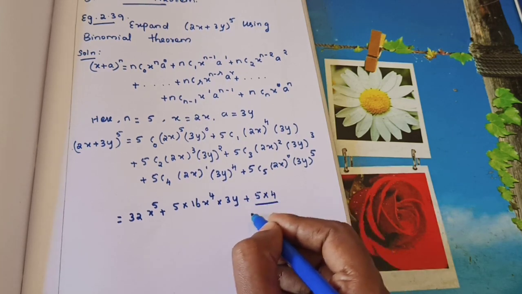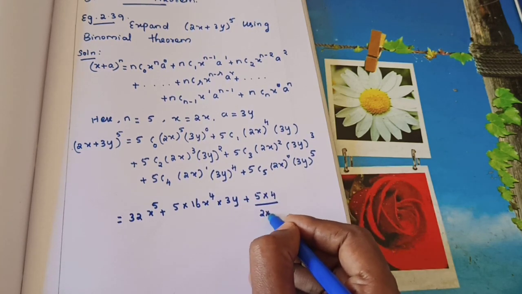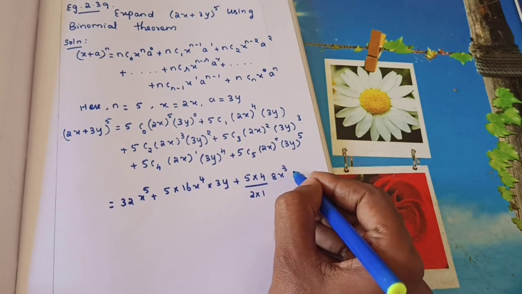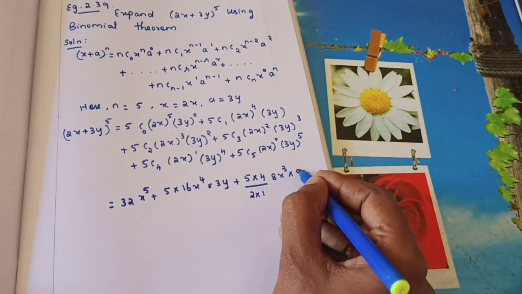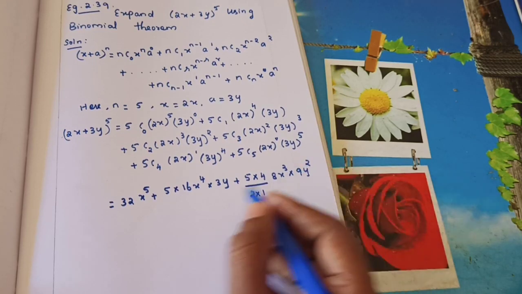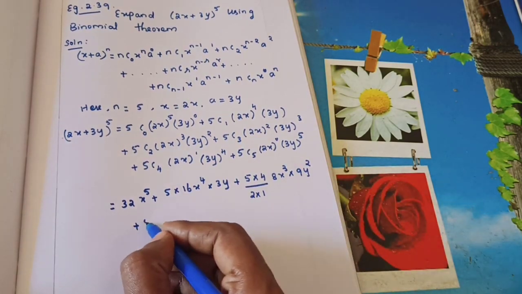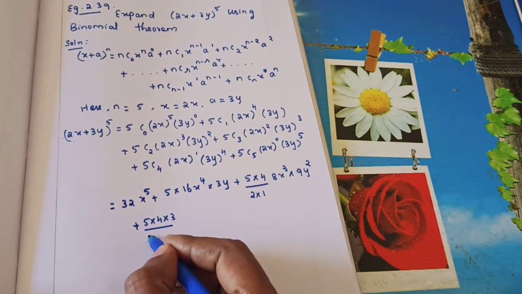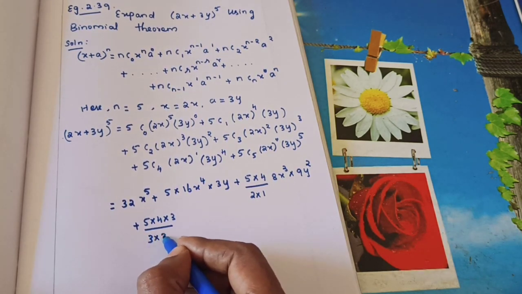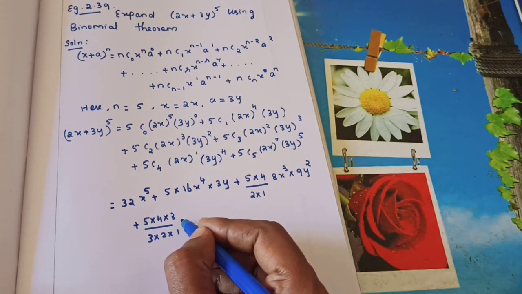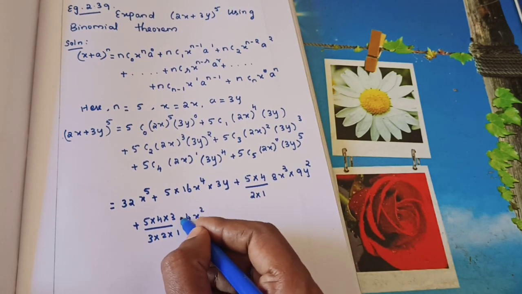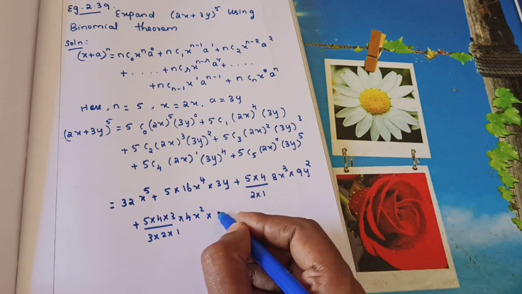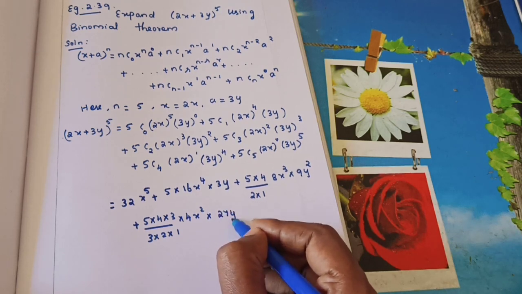5 into 4 divided by 2 into 1 is then 2x power 3 means 8x cube into 3y square means 9y square. Carefully you need to simplify. Then plus 5C3 means 5 into 4 into 3 divided by 3 into 2 into 1. 2x square means 4x square into 3y cube. 3 into 3 into 3 means 3 3s are 9, 9 3s are 27y cube.